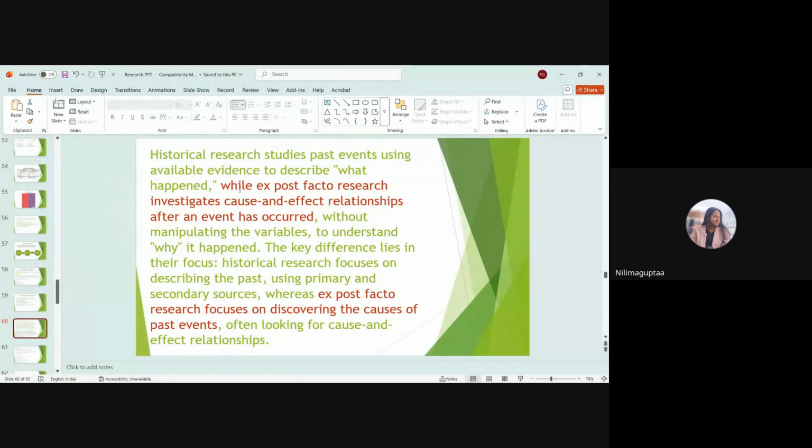The key difference lies in their focus. Historical research focuses on describing the past using primary and secondary sources, whereas ex post facto research focuses on discovering the causes of past events and looking for a relationship between anything that has happened, any event or incident that has happened.